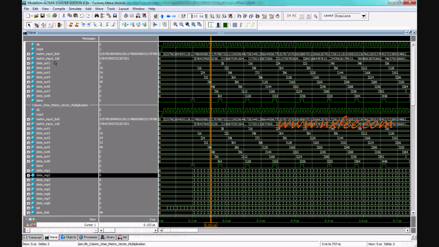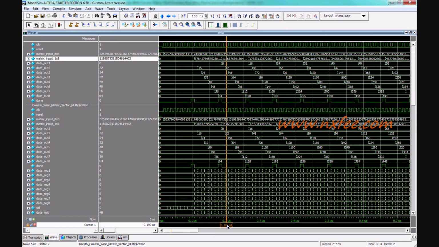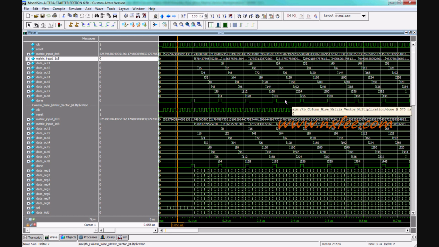This is a simulation for column wise multiplication. Here we give an input, 5 total input and 64 input. These are the outputs: 16 24 32 48 40 56 64. And this is the next cycle. Once done, the value will be incremented in the test bench. Based upon the input value, we will multiply it and provide the output here.